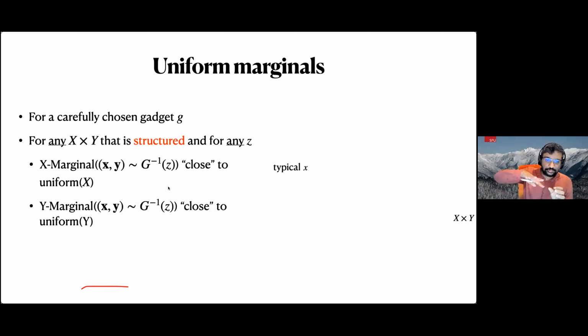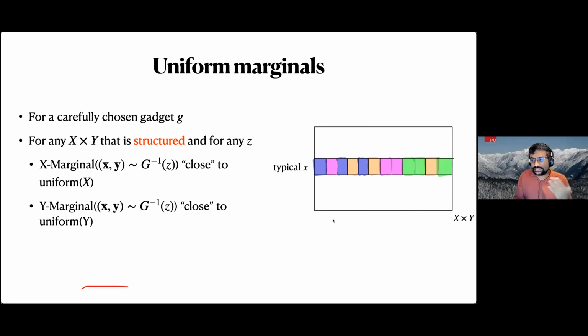So if we are at some intermediate node in this protocol, that node has an associated rectangle. If that rectangle has somewhat of a structure, we'll define what the structure means. But if it is very structured, then we can say that the x marginal of (x, y) for any g inverse of z is close to uniform on x, and the y marginal of (x, y) in g inverse of z is close to uniform on y.